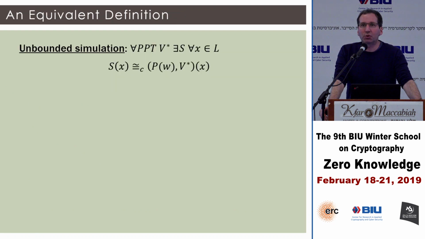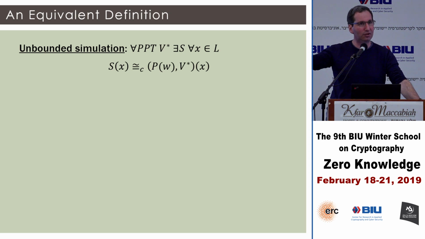Before we continue, I want to give you as food for thought an equivalent definition to witness indistinguishability, and this is the notion of unbounded simulation. What is unbounded simulation? I just require that the view of any polynomial time verifier can be simulated by some function, not necessarily polynomial time. So for every V star, there's an S, not necessarily polynomial time, that simulates in a computationally indistinguishable way the transcript.